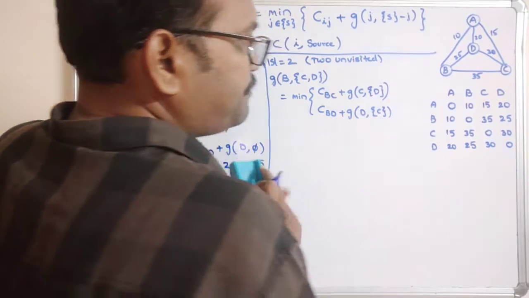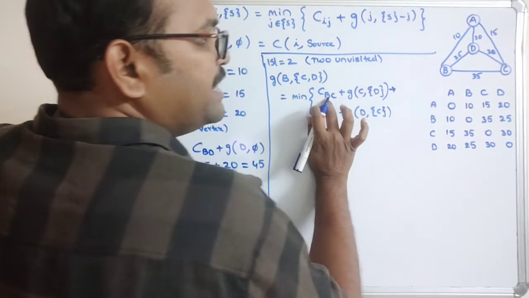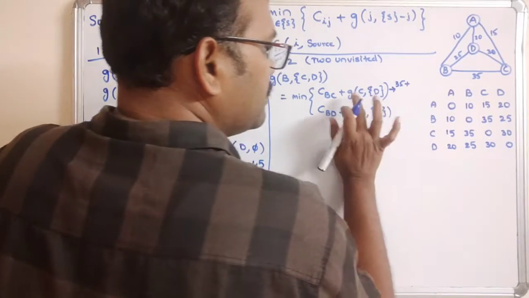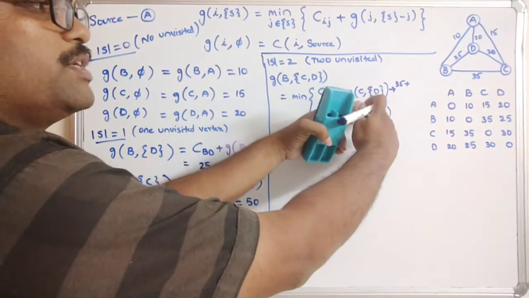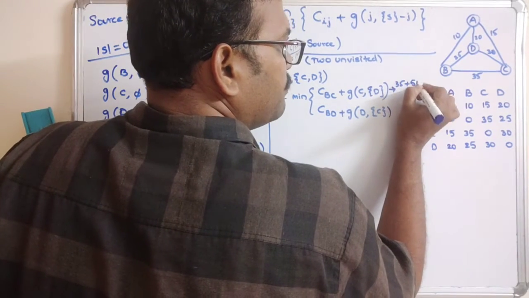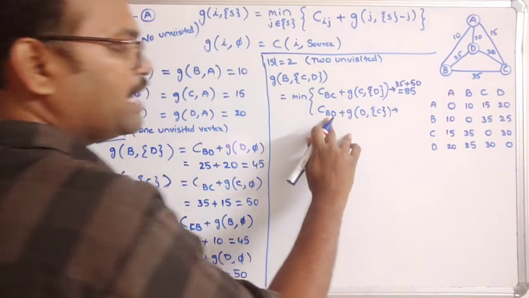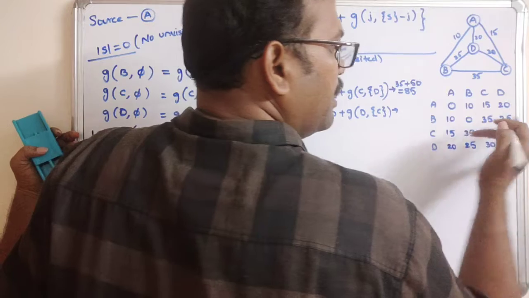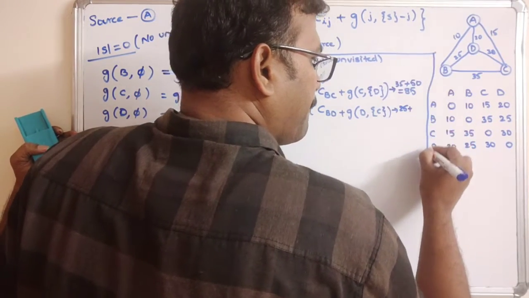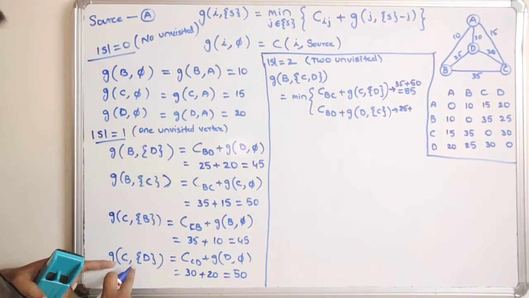And here, this will be BC, 35, plus G of C comma D. Already this was calculated here. C comma D, which is 50. So which is 85. And coming to this one, C of BD, 25, plus DC. Already we have calculated here.